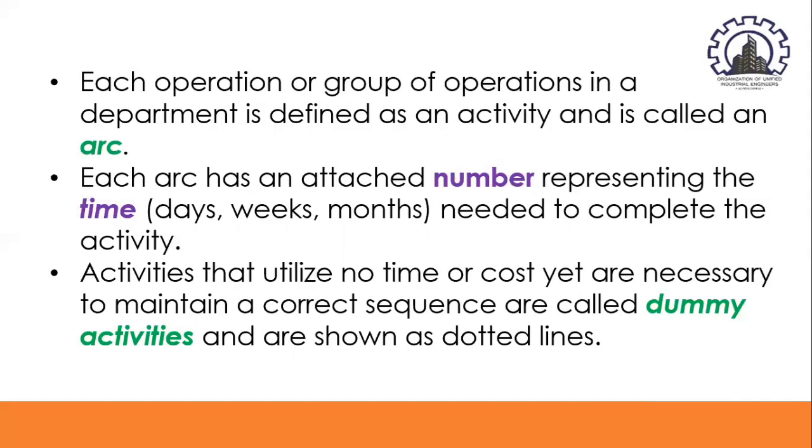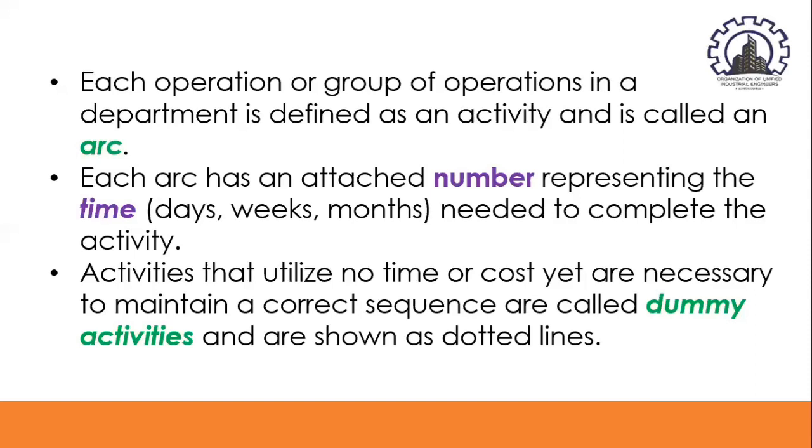And these activities that utilize no time or cost, yet are necessary to maintain a correct sequence, are called dummy activities and are shown as dotted lines. Again, if we say dummy activities in a network diagram, dummy activities are represented by dotted lines, okay? When we say dotted line, these are broken lines. And these dummy activities as well don't have what we call duration, okay? So take note about that.